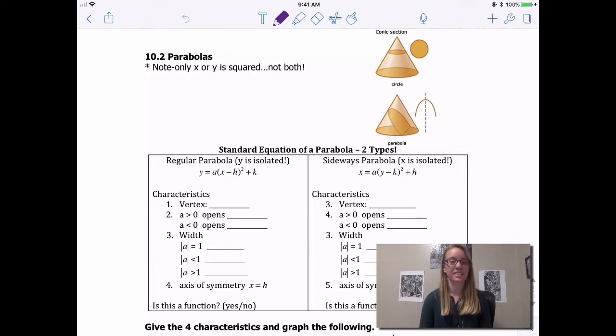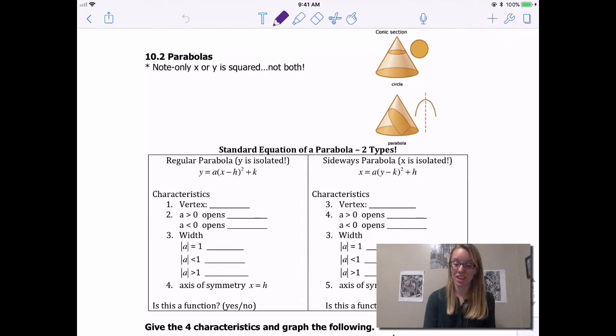Today we're going to talk about the second section of our conics chapter. So we're still going to be graphing, we're still going to be looking at characteristics of a graph. Today we're going to be talking about parabolas, and we've actually already done some work with parabolas, specifically parabolas that open up or open down. The difference today is we're also going to talk about parabolas that open left and open right. So we'll be looking at vertical parabolas and horizontally opening parabolas.